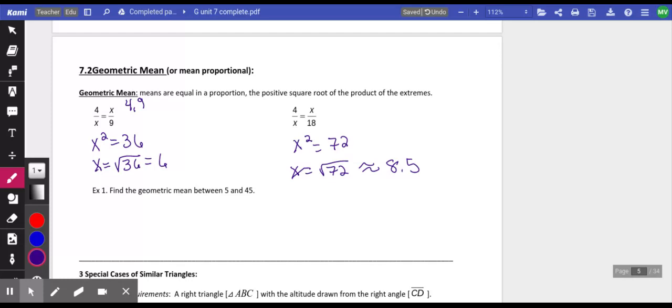So when I'm finding the geometric mean between 5 and 45, it's 5 over x equals x over 45. I then cross multiply, so I get x squared equals 5 times 45, which is 225. And the last step is I take square root of 225, which is 15.